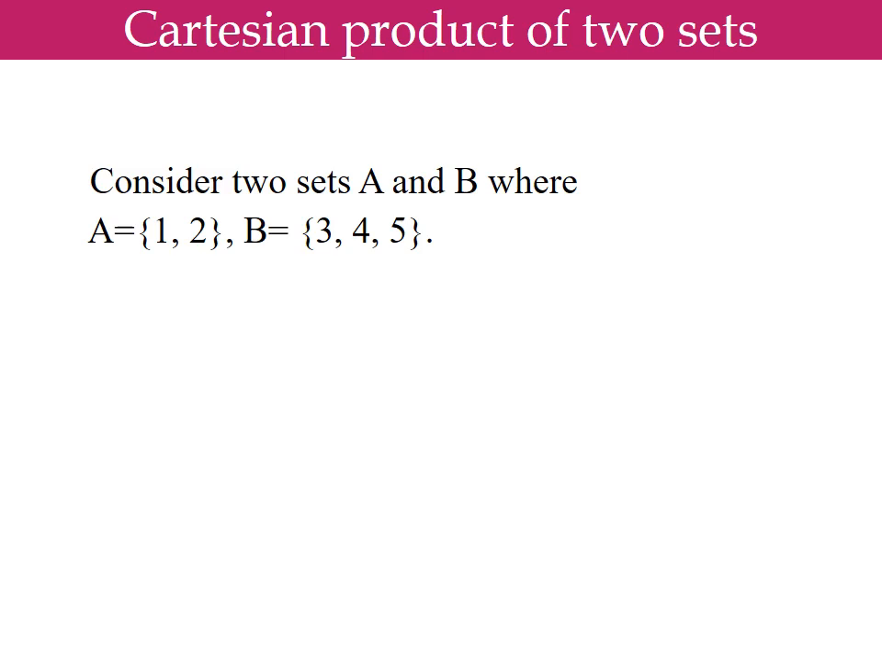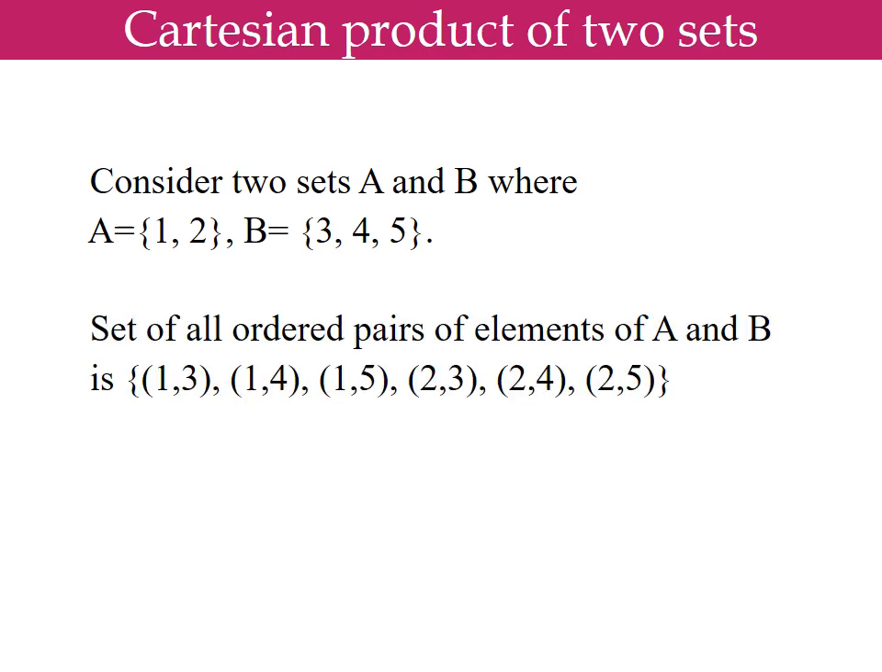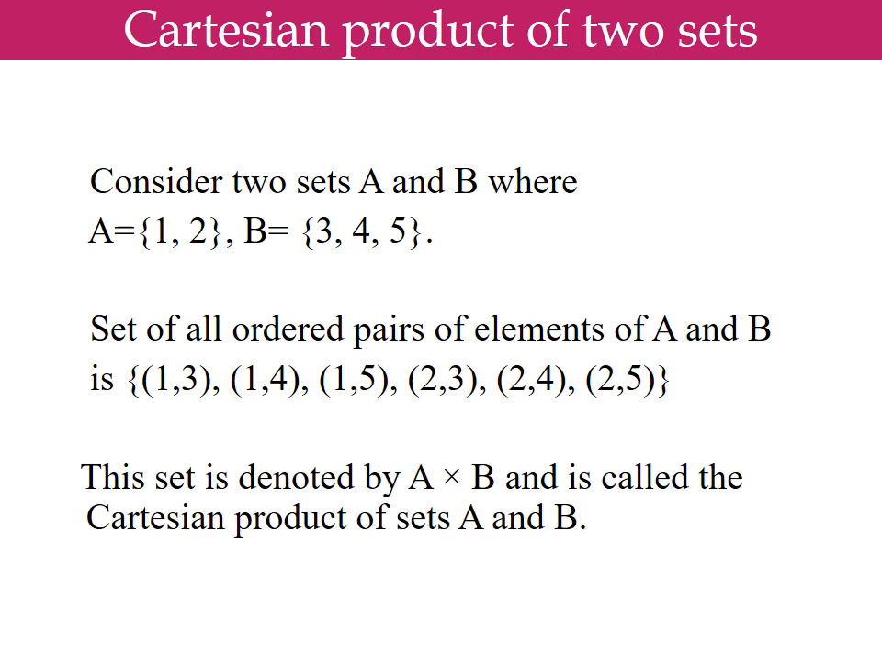Cartesian product of two sets. Consider two sets A and B, where A has the elements 1, 2 and B is 3, 4, 5. How to write the Cartesian product? So take 1, along with 1 take all the remaining elements from B: (1,3), (1,4), (1,5). Similarly, (2,3), (2,4), (2,5). This is the way to write the Cartesian product of two sets. It's very, very important. We are going to use it in our second chapter also. So it is indicated by A cross B, right?